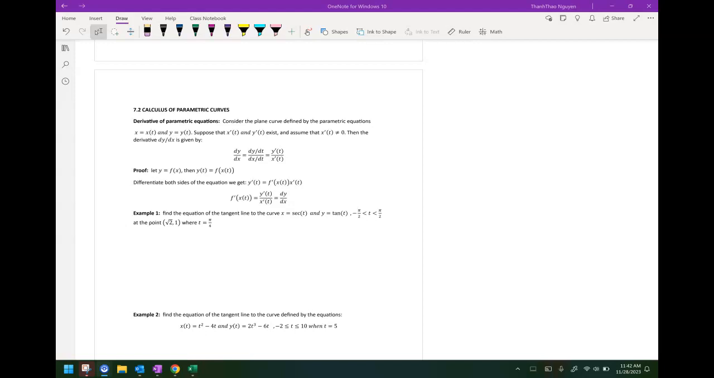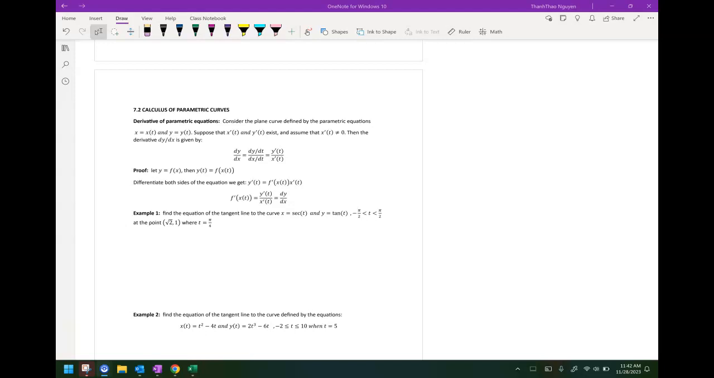Consider the plane curve defined by the parametric equations x of t and y of t. Suppose that the derivatives of x and y with respect to t exist, and assume that the derivative of x in terms of t is not 0. Then the derivative dy/dx is given by dy/dt divided by dx/dt. Now take a look at the proof.